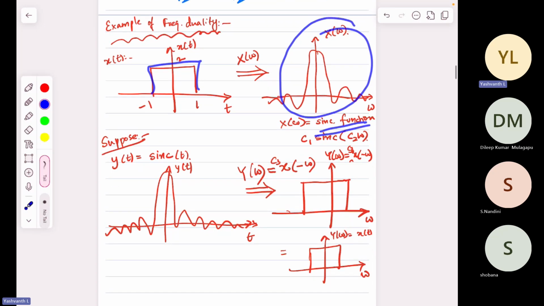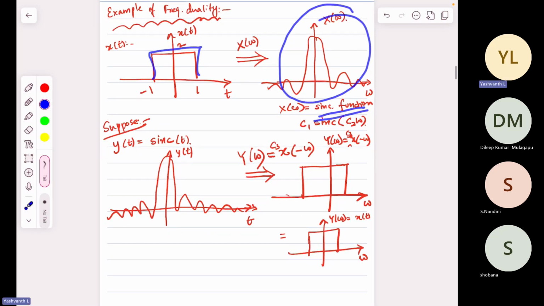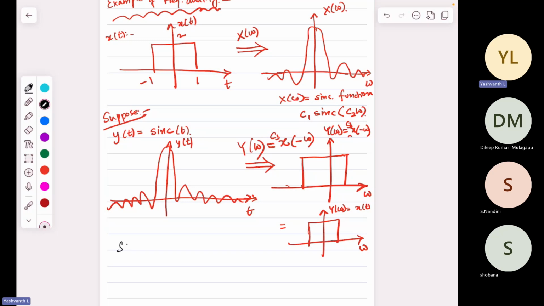Can anyone tell me what is a sinc function? What is sinc x? What does it mean?